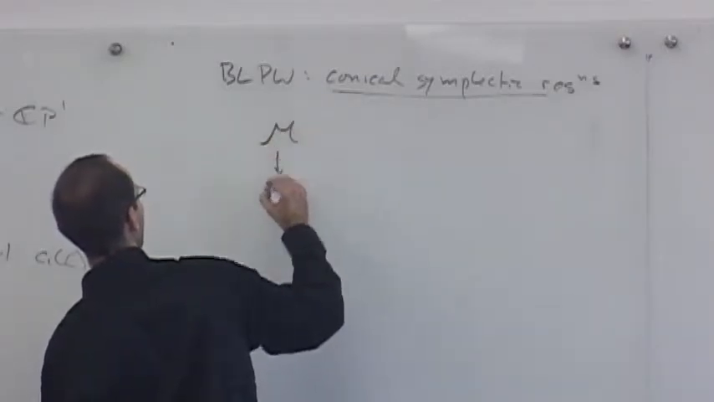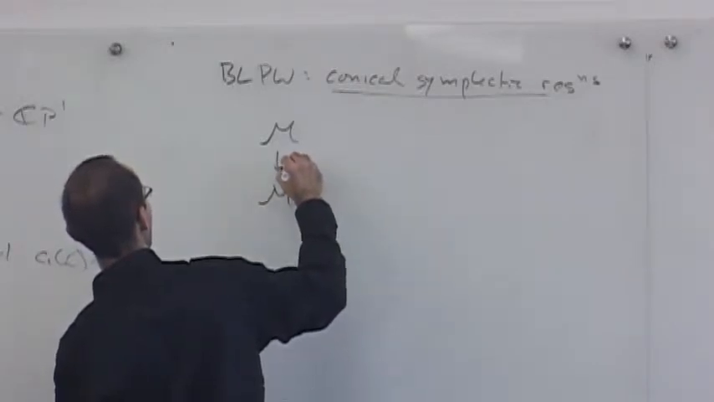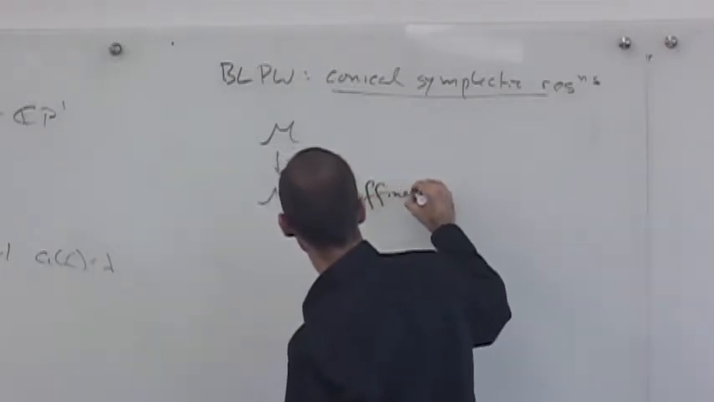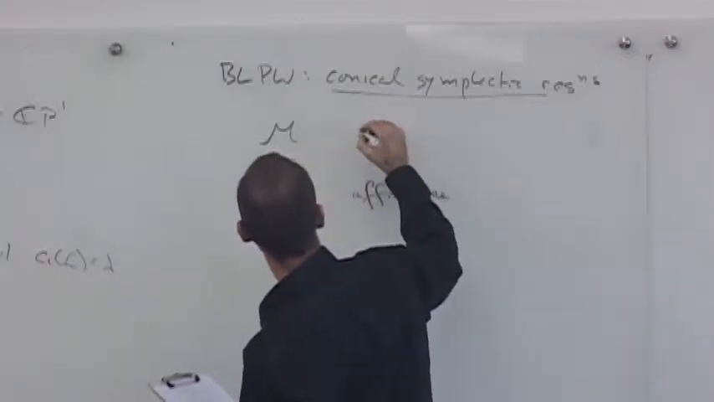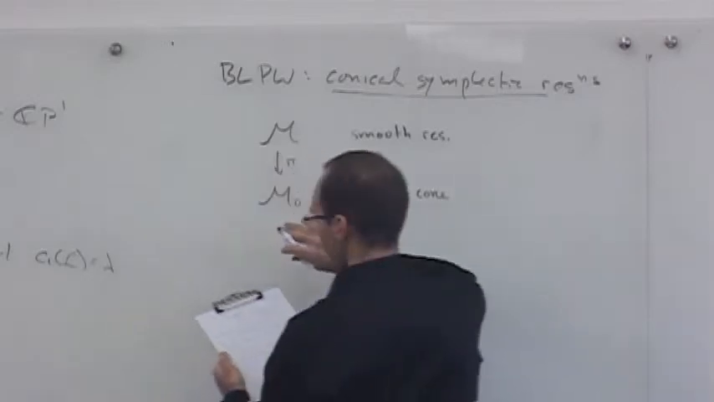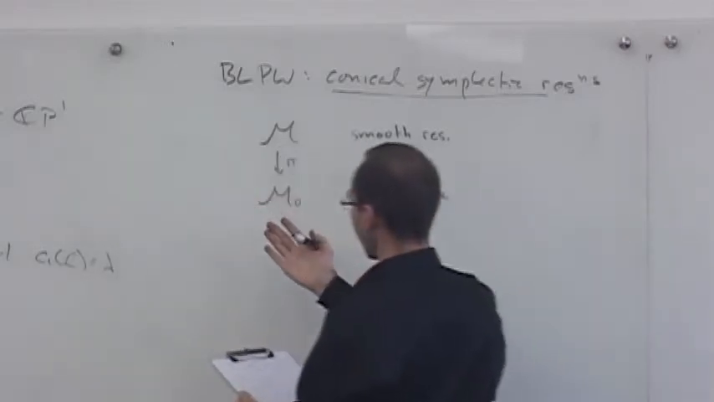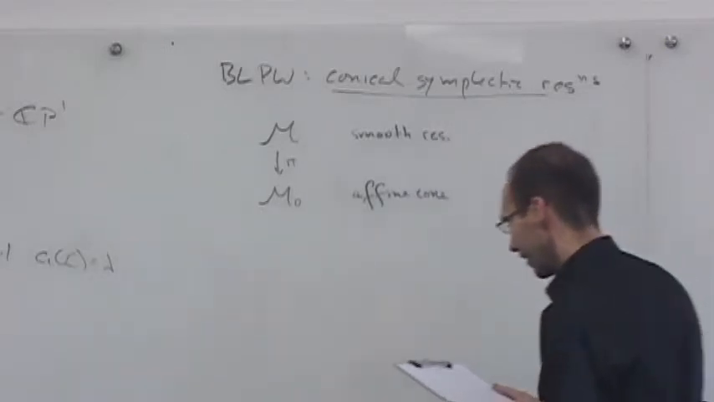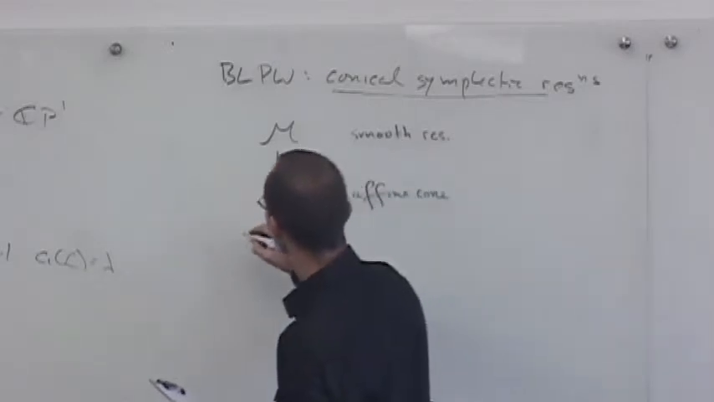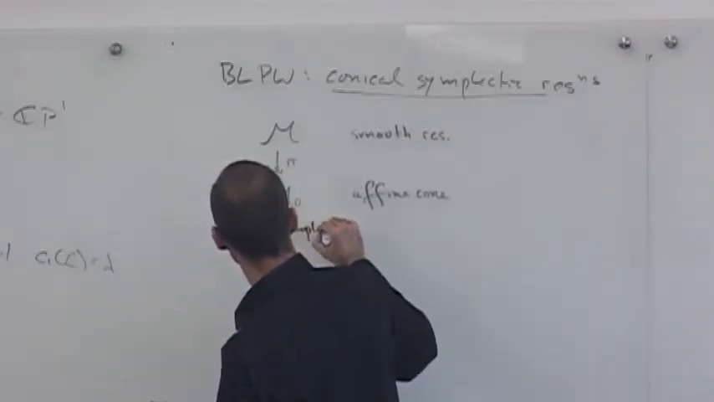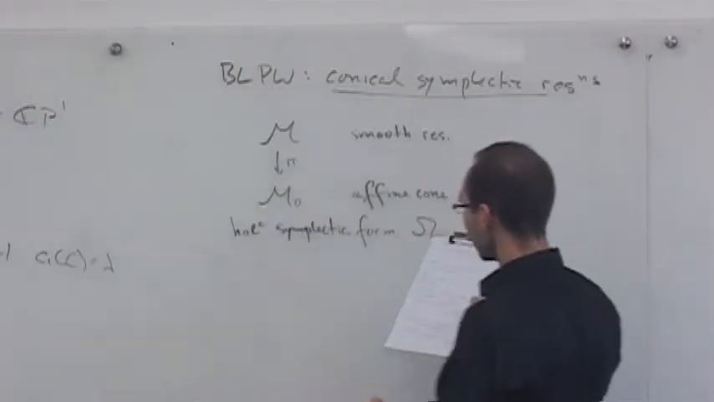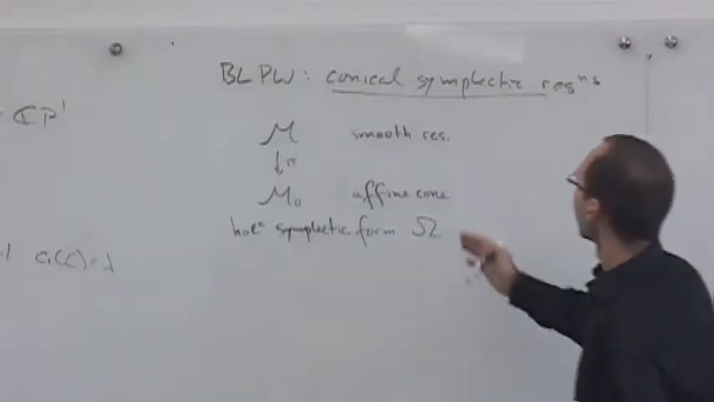So, a pair of algebraic varieties, M and M naught, where M naught is affine and M is a smooth resolution. Moreover, M naught is algebraic symplectic, or I often say holomorphic symplectic, and more generally hyperkähler. But the part that will be important here is that it has a holomorphic symplectic form, capital Omega. Well, they both do, and the holomorphic symplectic form is preserved by the resolution. Hence, symplectic resolution.